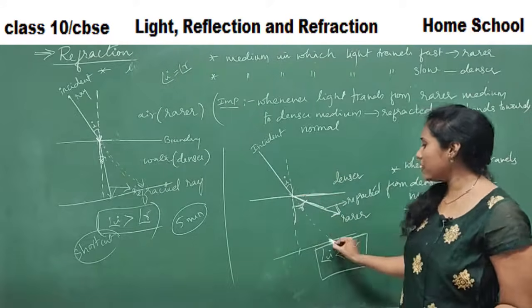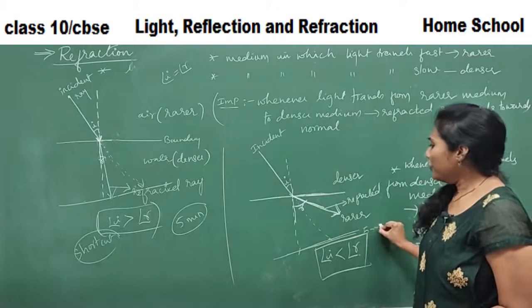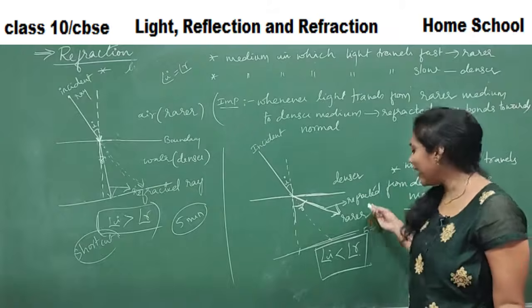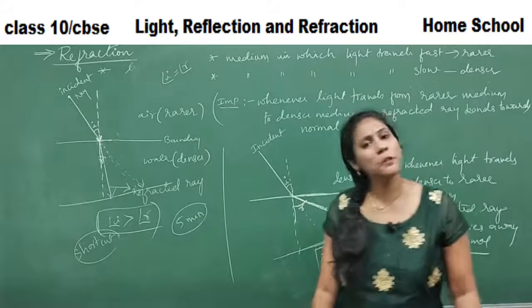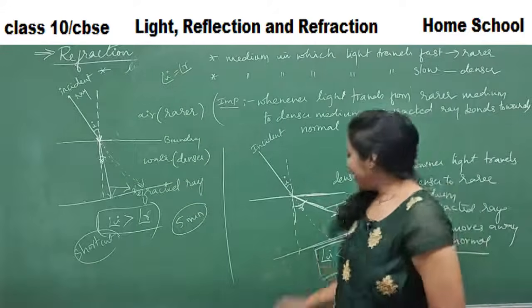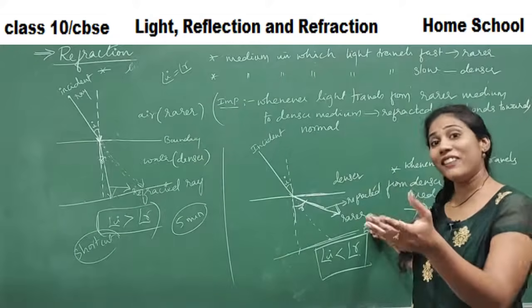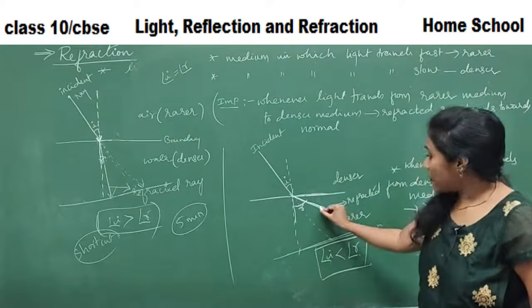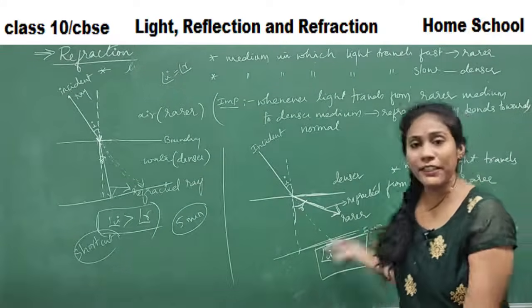From this point to this point, if it has to reach within 5 minutes, it's a rarer medium, guys. In a rarer medium, the speed of light is very fast. Anyway, it definitely reaches, but it will not like to reach early also. Since the speed of light is very fast, if it can take a shortcut, it can reach within 2 minutes.